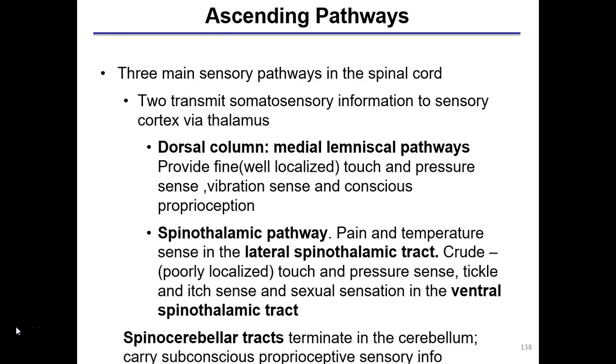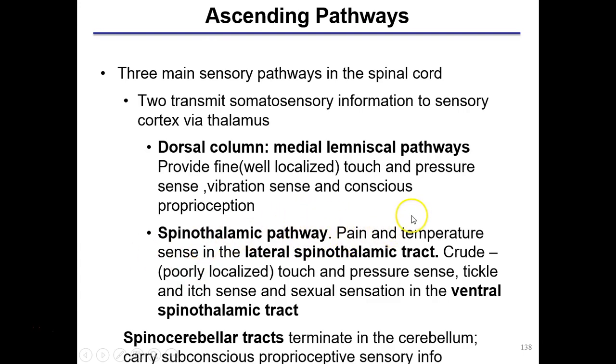So we're going to briefly talk about three main ascending tracts or ascending pathways which carry sensory information through the spinal cord and up to higher brain centers. Two of these sensory pathways will transmit information to the sensory cortex via the thalamus. Those two are the dorsal column medial lemniscus pathway. This pathway carries information concerning fine touch, and fine in this case means well localized touch and pressure sense, vibration sense, and some conscious proprioceptive information. That's what this tract carries, and it will relay that information through the thalamus and onwards to the primary somatosensory cortex.